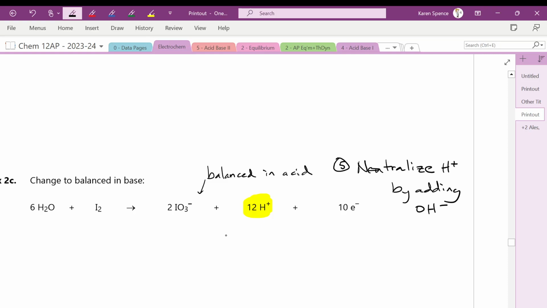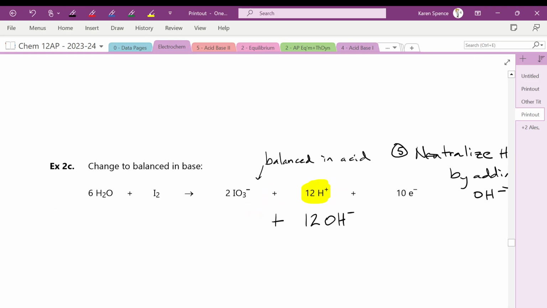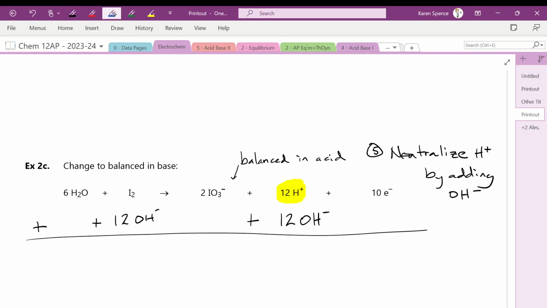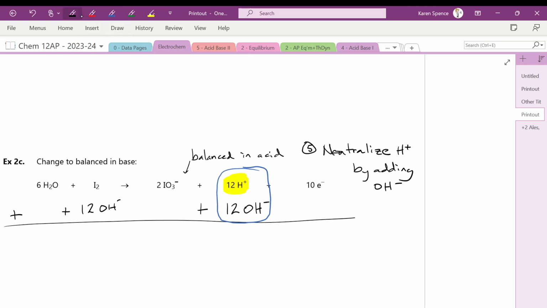OH minus. So over on this side, we're going to add 12 hydroxides. But what we do to one side in order to keep it balanced, what must we do to the other side? Plus 12 hydroxide. And now we're going to add this up, but when we add it up, we're going to take our 12 hydrogen and our 12 hydroxide. Okay, so neutralize hydrogen by adding OH to both sides.